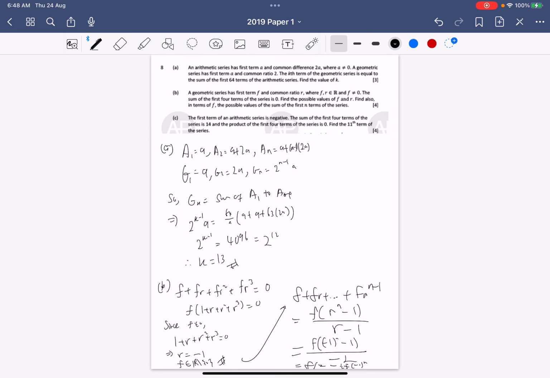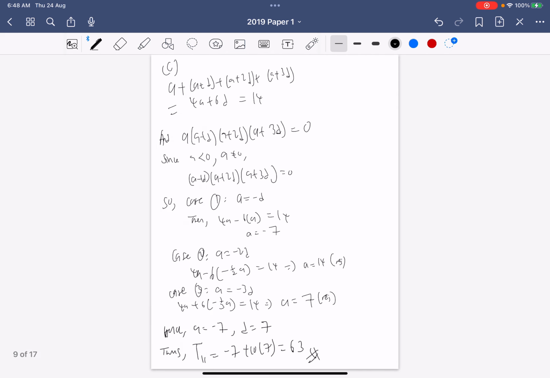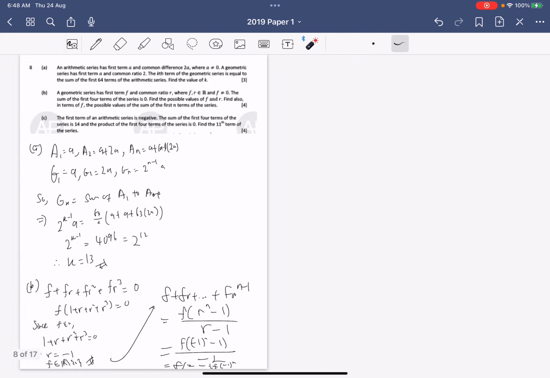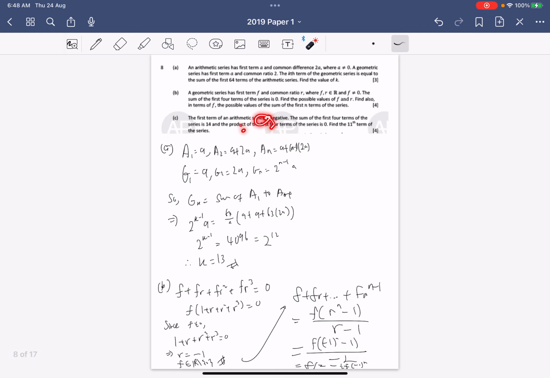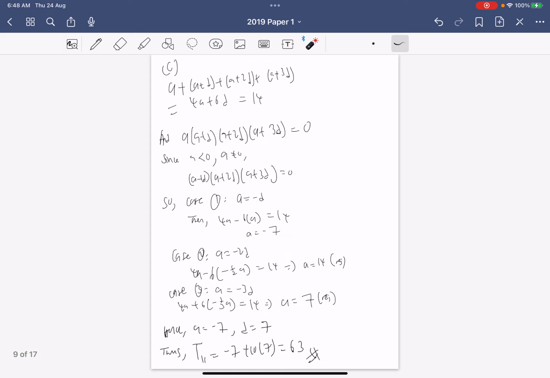So that's about it. As for part C, now we are given that the arithmetic series has a negative first term, and the sum of the first 4 terms of the series is 14, and the product is 0. So we're supposed to find the 11th term. So we just take what we know. We know that A plus (A plus D) plus (A plus 2D) plus (A plus 3D) is 14. So it's 4A plus 6D is 14.